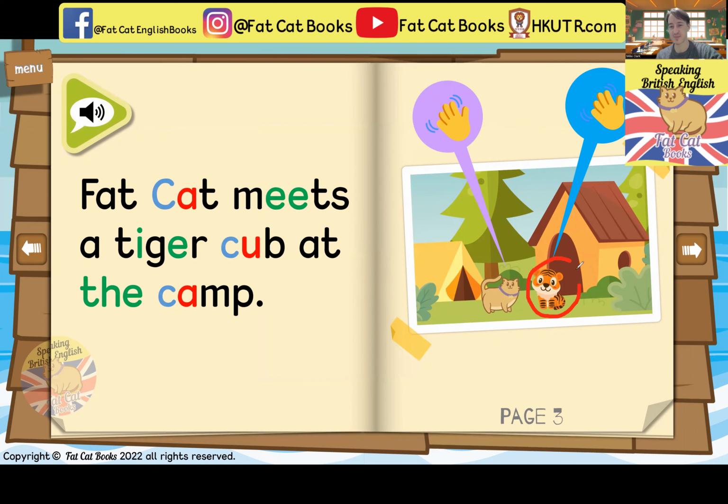That cat beats. There you go. Okay, and this is the animal. Tiger. Good job. Cap. Well, not an A, but a cub. Cub at the camp.